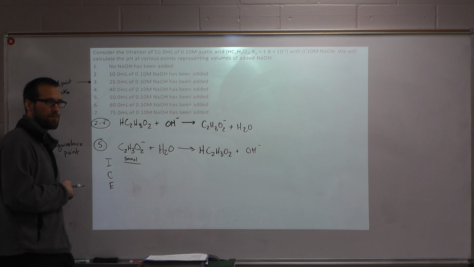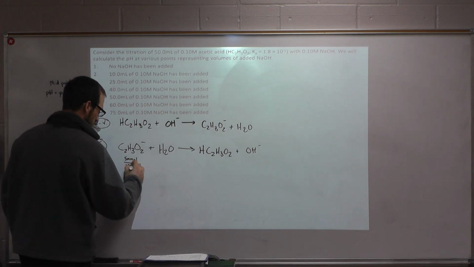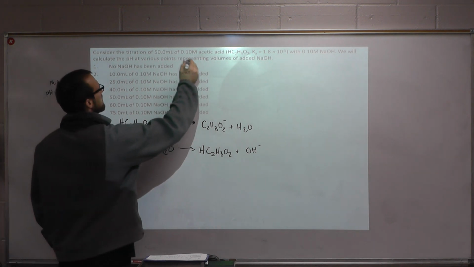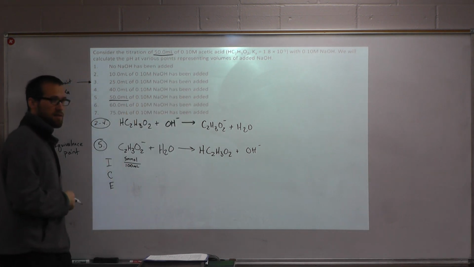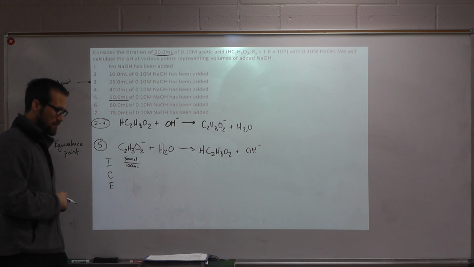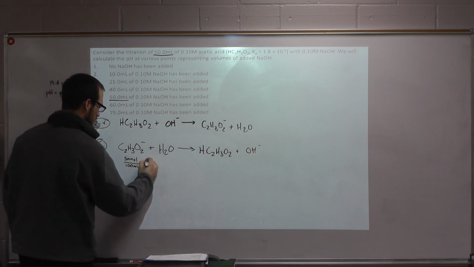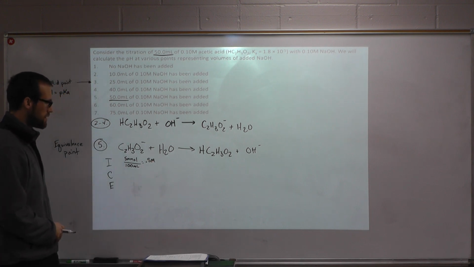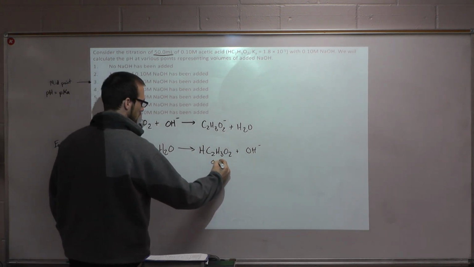No. How much should I start with? How much did I add? How much do I got? Everybody understand why it's 100? I started with a weak acid solution that had 50 milliliters. And then I added another 50 milliliters. Okay, so that will give me a concentration of 0.5. Okay, and technically these are 0 and 0.